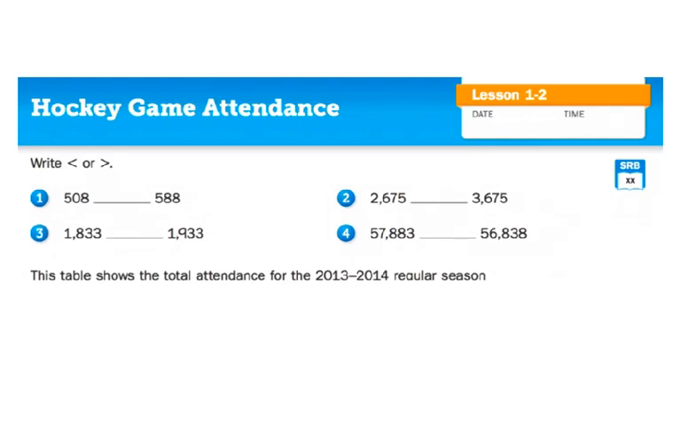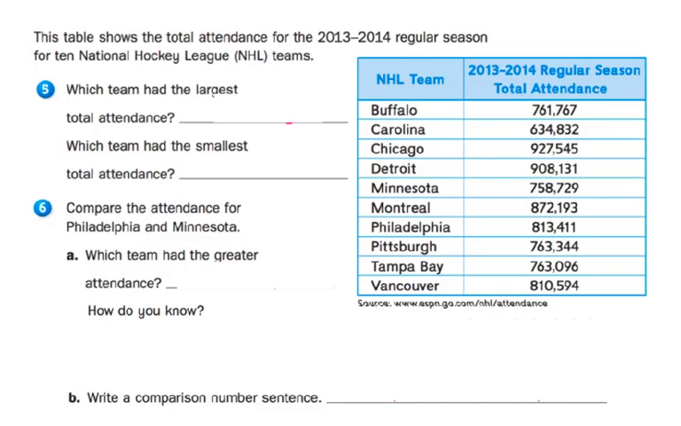You will open to journal page 4, and today when you work on your math journal page, you're going to use the greater than or less than symbol. Again, start farthest to the left and compare the place values. Then you're going to look at the table to the right, which shows the total attendance for the 2013-2014 regular season for the 10 National Hockey League teams.